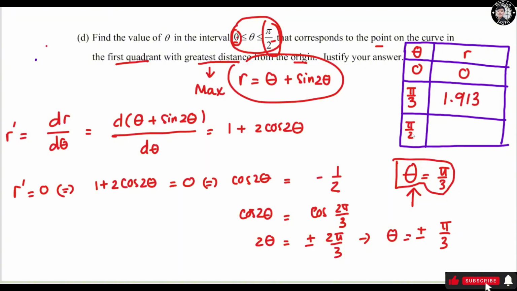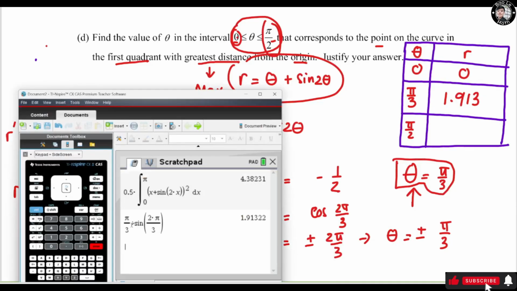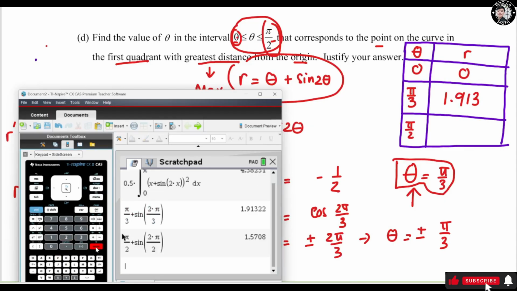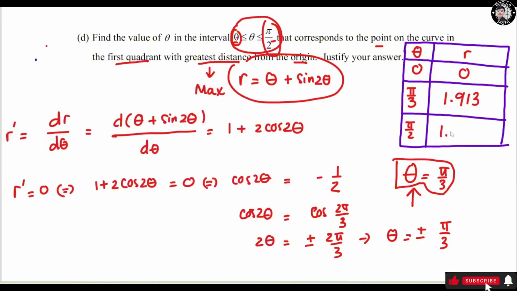Now theta equals pi over 2. We do exactly the same thing, right? So we're going to have pi over 2. And then you press Control Enter. It's going to give you 1.5708. Now, since we need the greatest distance, which means the maximum, the answer must be this guy right here, right? So we need to say the greatest distance occurs when theta equals pi over 3.